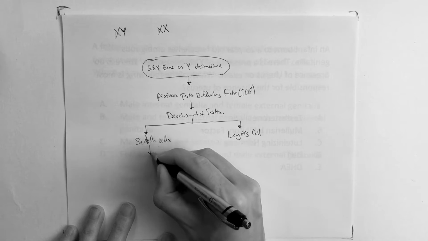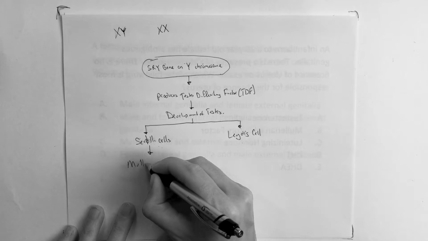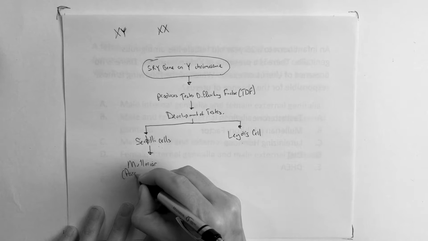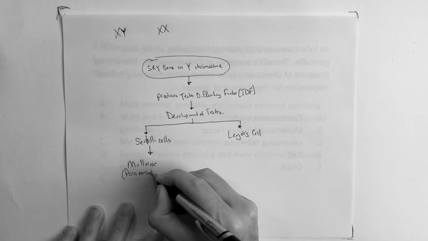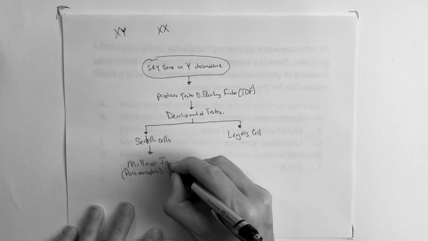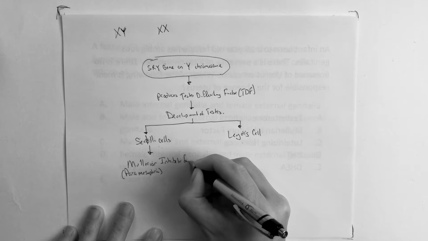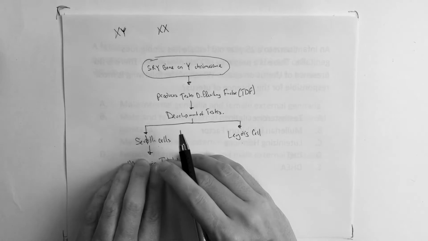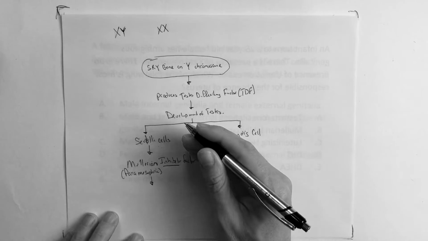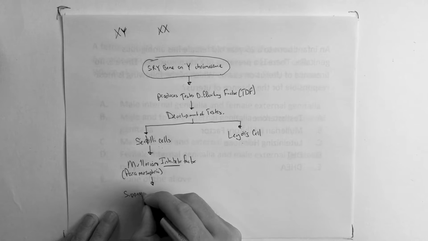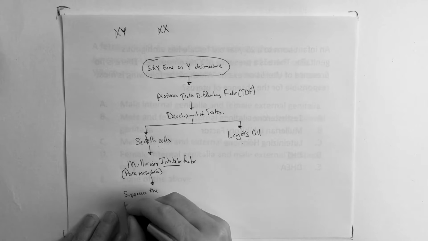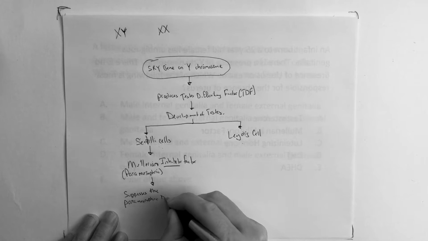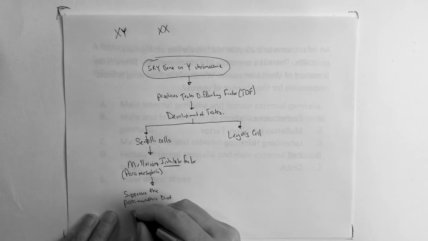Now, the Sertoli cells are going to make this thing called Mullerian, also known as paramesonephric, inhibitory factor. So it's going to produce an inhibitory factor. If you didn't have this, what does it inhibit from making? Well, this suppresses the paramesonephric duct, which basically makes the female internal genitalia.